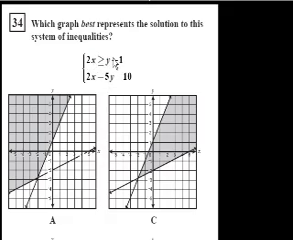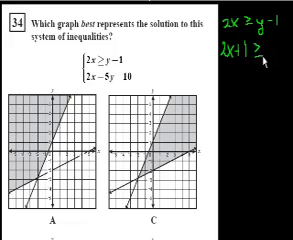So let's take a look at the first one. And I like to always have it in y is equal to mx plus b form, so let's do that. The first one says 2x is greater than or equal to y minus 1. If we add 1 to both sides, we get 2x plus 1 is greater than or equal to y. And if we want to write that in a way that we're used to seeing it, just switching it around, y is less than or equal to 2x plus 1.